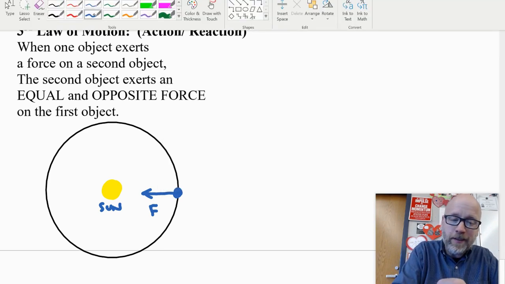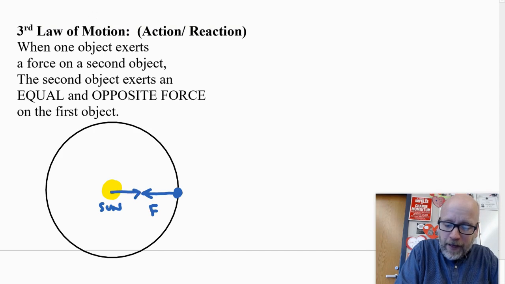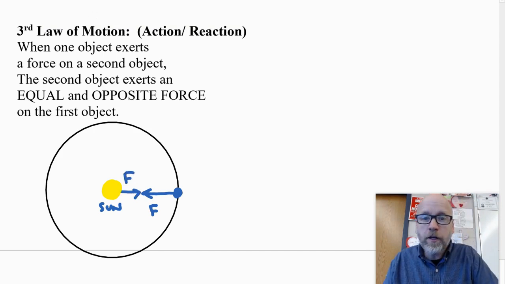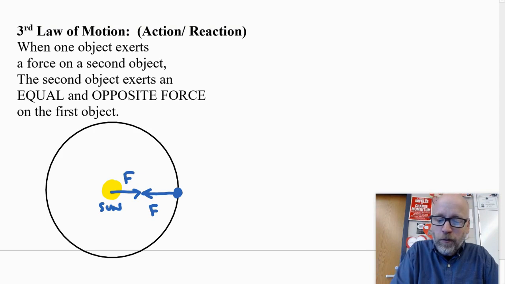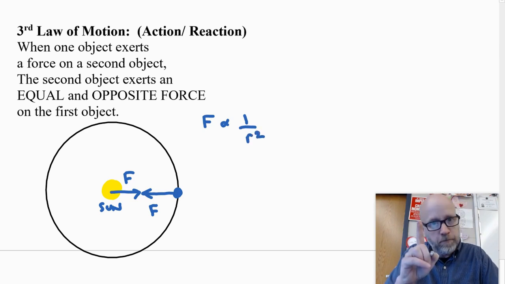Now, mathematically, how am I going to end up with a value where the forces are equal? Well, let's look at it this way. I know that the force is proportional to 1 over r squared, but that doesn't take into account the mass of the objects.